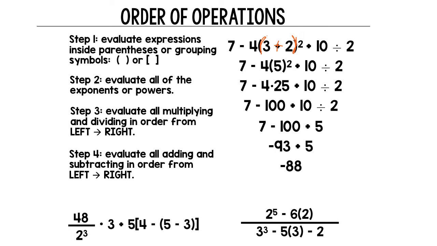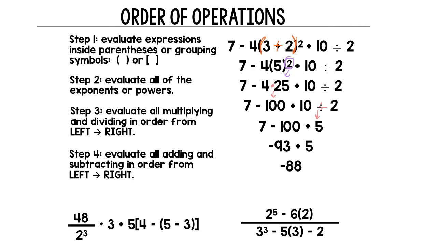Step two, evaluate all of the exponents or powers. Well, then we're going to take 5 to the second power, which turns into 25. 5 times 5 is 25. Okay, evaluate all multiplying and dividing in order from left to right. Well, that means we're going to multiply 4 times 25 and get 100. And then we're going to do 10 divided by 2 and get 5.